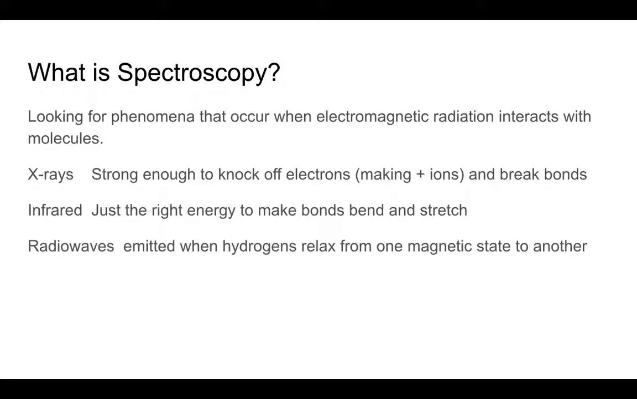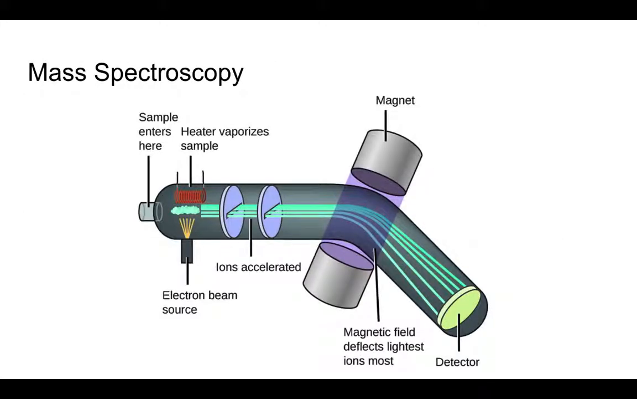And finally, radio waves, which are even less energetic. When hydrogens in the molecule are in one magnetic state and they relax to another, radio wave energy is given off. And radio wave energy can be absorbed when we go from one magnetic state to another too. And that's something we're going to talk about last, and we'll get to that. So the first thing we're going to look at is mass spectroscopy.